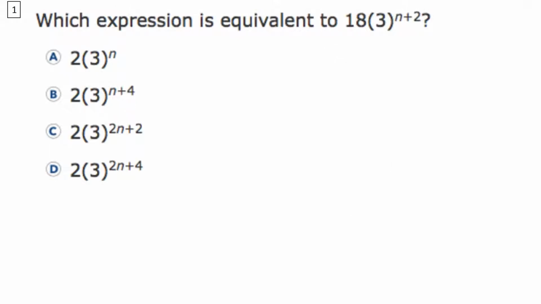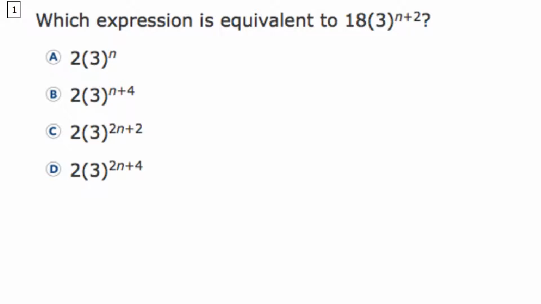This first question, which expression is equivalent to 18 times 3 to the n plus 2? There's a couple ways to do this problem. One way would be to just plug in for n, just pick a number. I like to pick 7 if I'm going to do that. See what value this all gives us, and after that, plug in the same number for all of these n's. That'll be a really big number, maybe even scientific notation, but that's okay. That'll work. Now, that's not the way I chose to do it because it's not the fastest way, and it's not the way it's really intended to be.